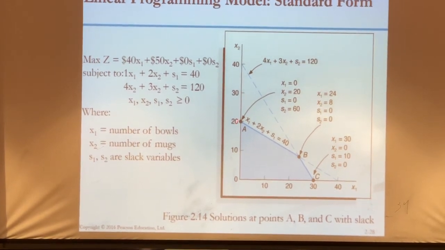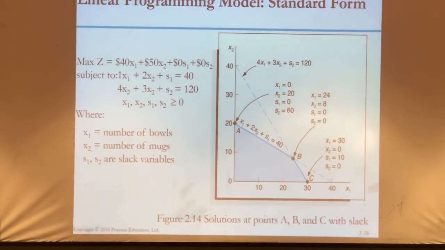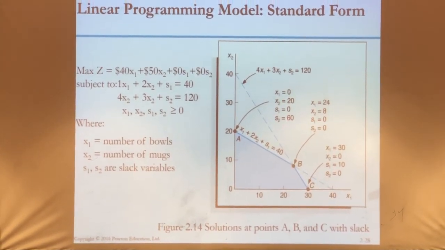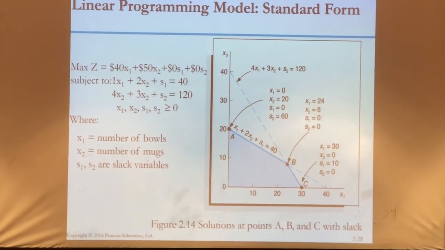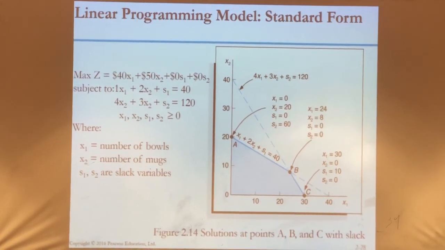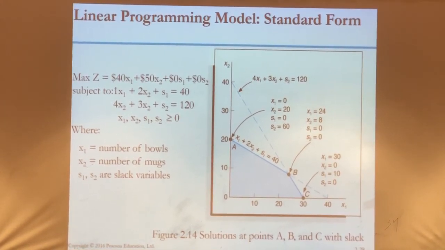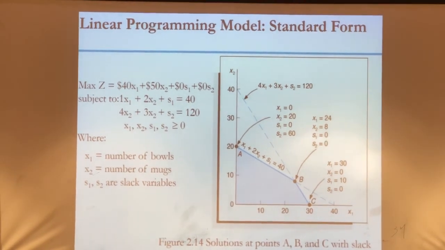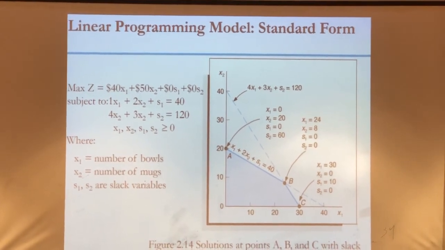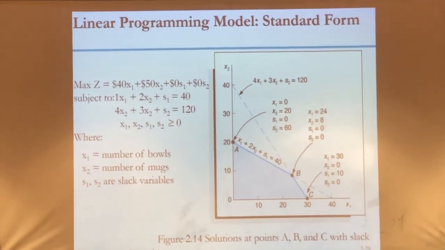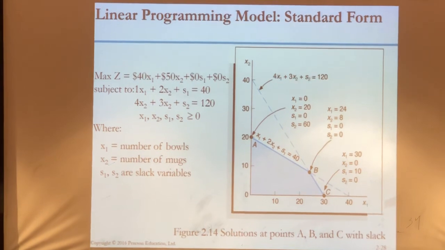When this corner point is used, slack 2 is there, resource number 2 is unused, 60 pounds of clay is not used. When this point is used, s1 is equal to 10 hours unused. At this corner point, both the slacks are 0, which means that all the resources are fully used up. Slack 0 means all the resources are fully used up, right? Because the slack concept is unused resource. Okay?